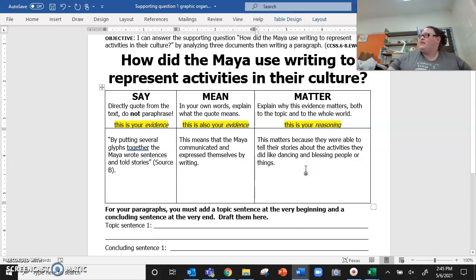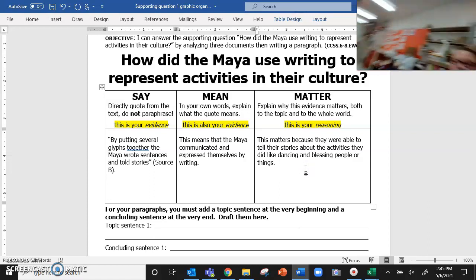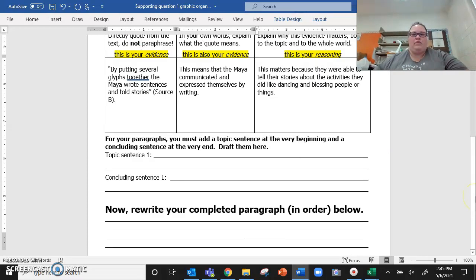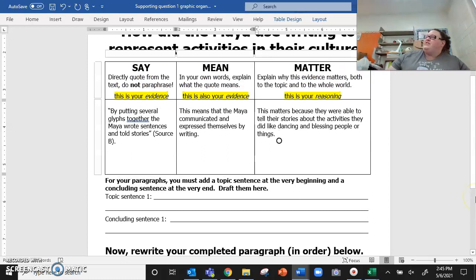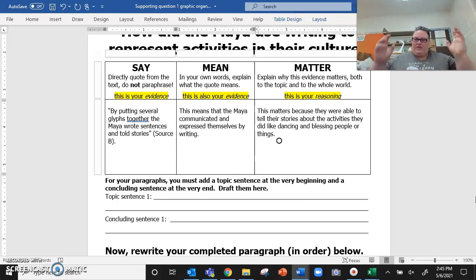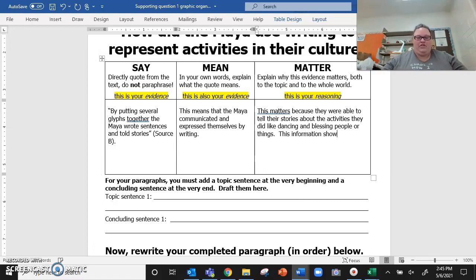Okay, so I'm going to look at my sentence stems. My sentence stems are up there. Well, they're way too small for you to see, so I'm just going to read them to you. This proves, this supports, this is the opposite of, definitely can't use that. This confirms, this is important because, we kind of already did that with this matters because. This is the same as, or this information shows. Okay, I like it. It's the last one, may as well use it. This information shows that what? Who? Okay, that the Maya used writing to do what?